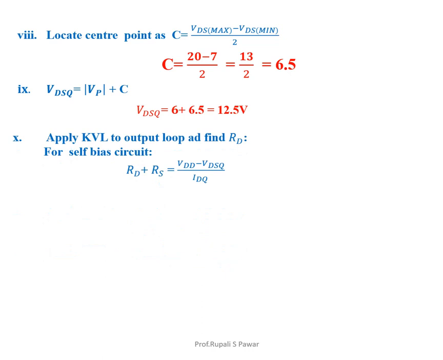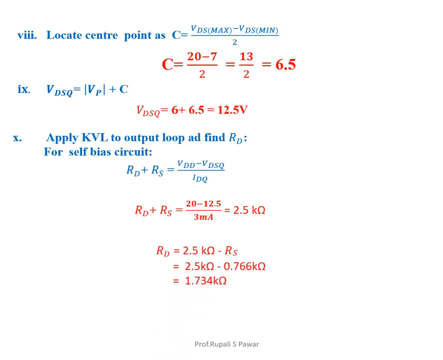Finally, applying KVL to output loop. Since we are designing self-bias circuit, our answer for RD plus RS comes here as 2.5 kilo ohm. So subtracting RS from this value, we calculate RD as 1.734 kilo ohm.